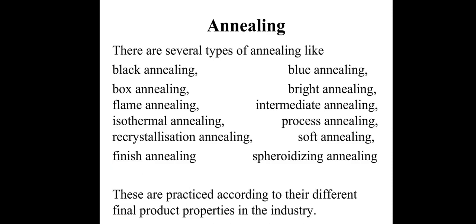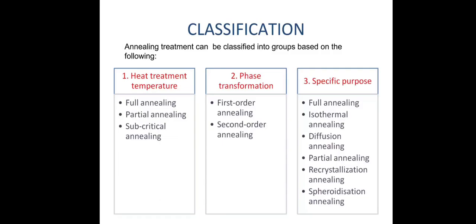There are several types of annealing, like black annealing, box annealing, flame annealing, isothermal annealing, recrystallization annealing, finish annealing, blue annealing, bright annealing, intermediate annealing, process annealing, soft annealing, and spheroidized annealing. These are practiced according to the different final product properties in the industries.